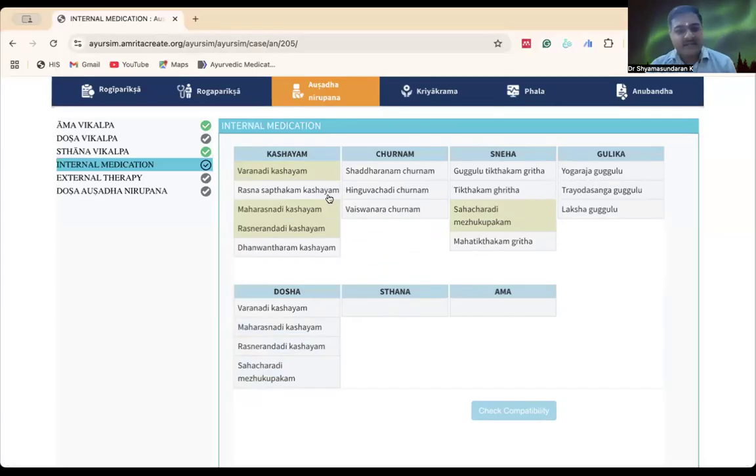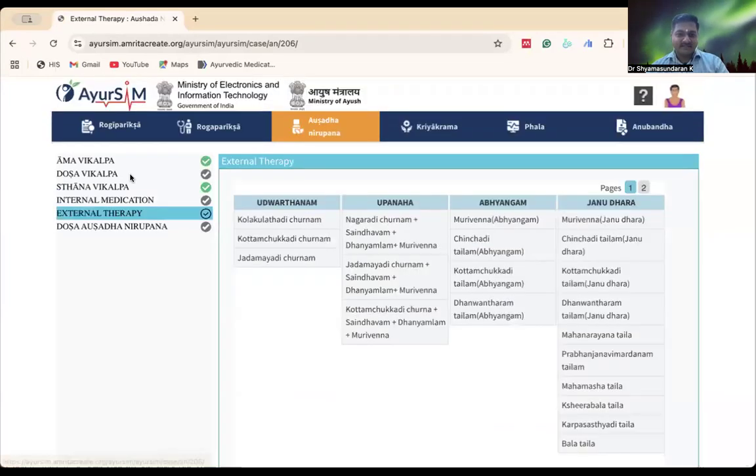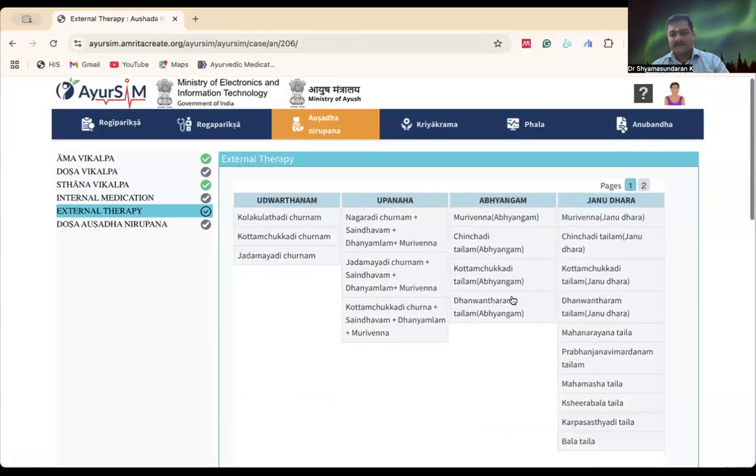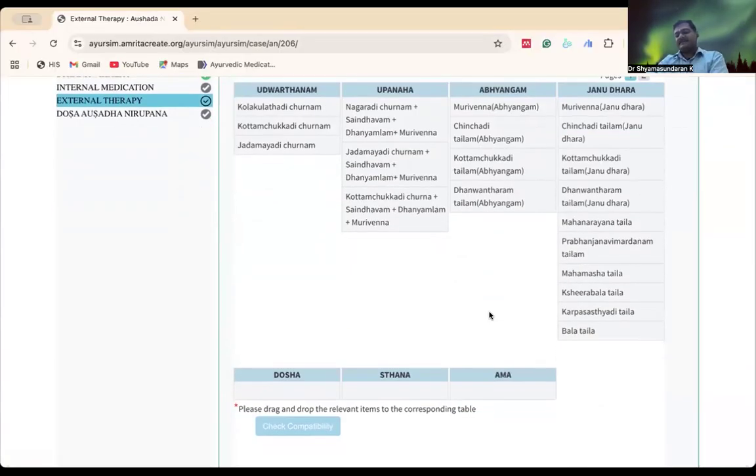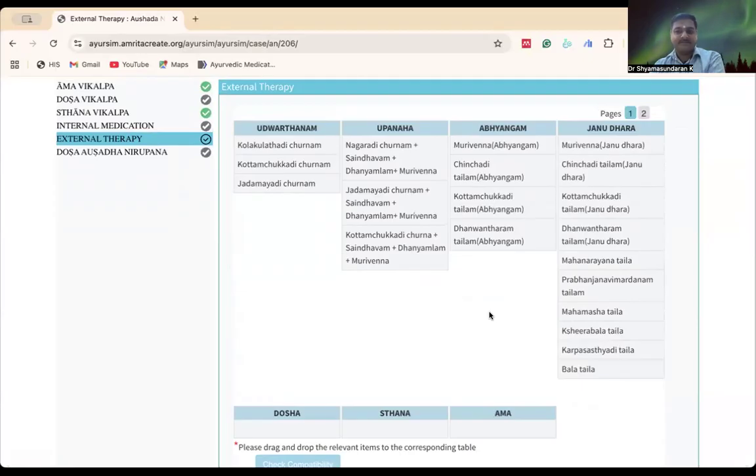Ultimately, the learning is the medicine should be suitable for dosha, suitable for the sthana, and suitable for the ama. And finally, when you finish this activity, you can check for the compatibility. It will give you red and green signals like that. Similarly, in external therapy, the same activity can be taken up. This is a lot of variation, where in Ayurveda this place is most complicated because from Vaidya to Vaidya there can be very different options. So we have given most of the options.